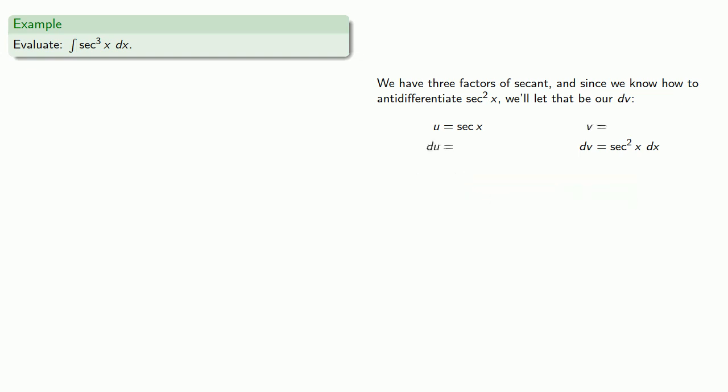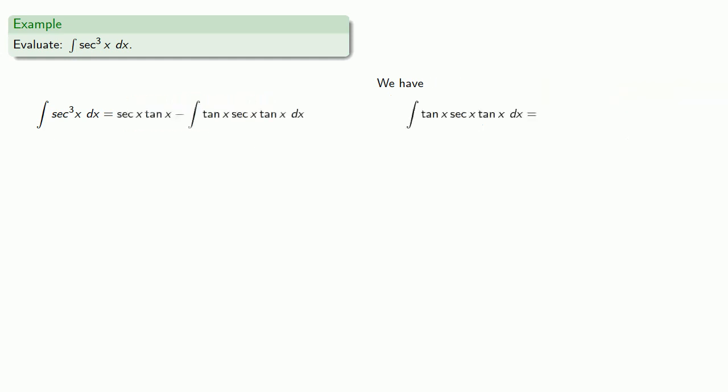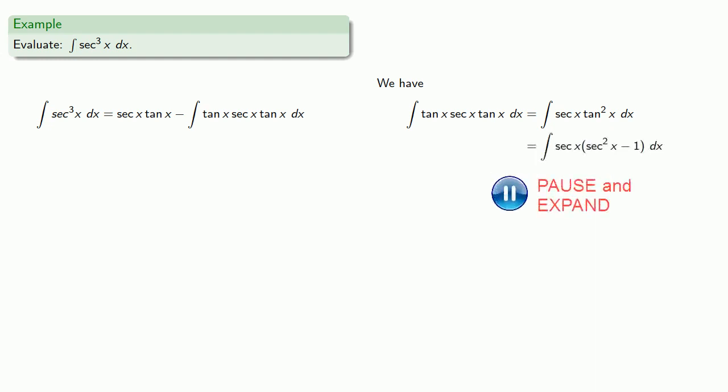So integrating and differentiating gives us, and so applying our integration by parts gives us, now let's simplify this integral a little bit. And because we have an even power of a trigonometric function, we can rewrite it in terms of the cofunction. And we can expand and split this integral apart.